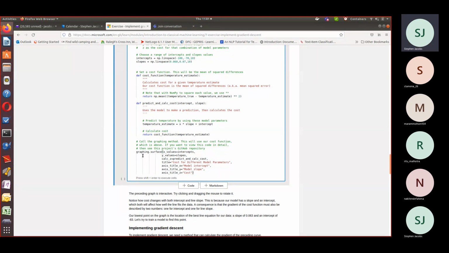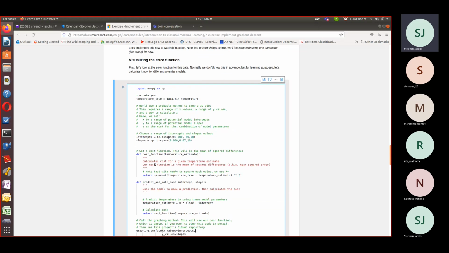And we can look at graphing.surface. So we're going to have a surface plot now of X values, which are the intercepts, Y values, which are the slopes, and our Z value, which is going to be the calculated value from predict and calculate cost. So we're going to have an interesting kind of curve now. Look at a surface. It's 3 dimensions. We've got the slope, the intercept, and the cost. Now, when you put those in together, we'll end up with something that will allow you to visualize where the minimum cost is. So let's run that.